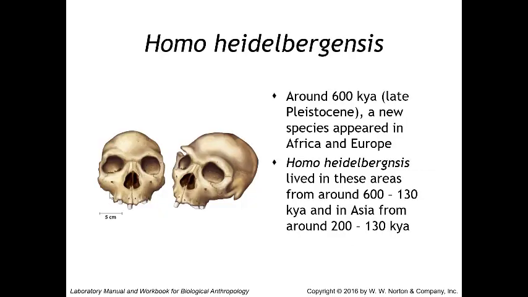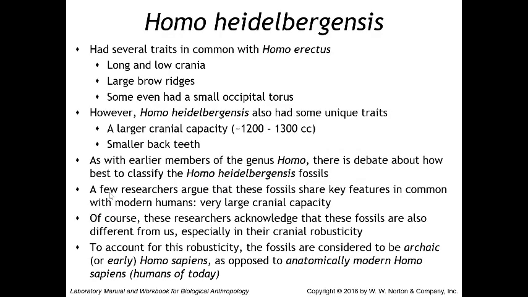Next, we have Homo heidelbergensis, which lived around 600,000 years ago in Africa and in Europe. Homo heidelbergensis lived in these areas anywhere from 600,000 to 130,000 years ago in Africa and Europe, and in Asia anywhere from 200,000 to 130,000 years ago. Homo heidelbergensis has several traits in common with Homo erectus: the long low crania, the large brow ridges, and some had a small occipital torus.